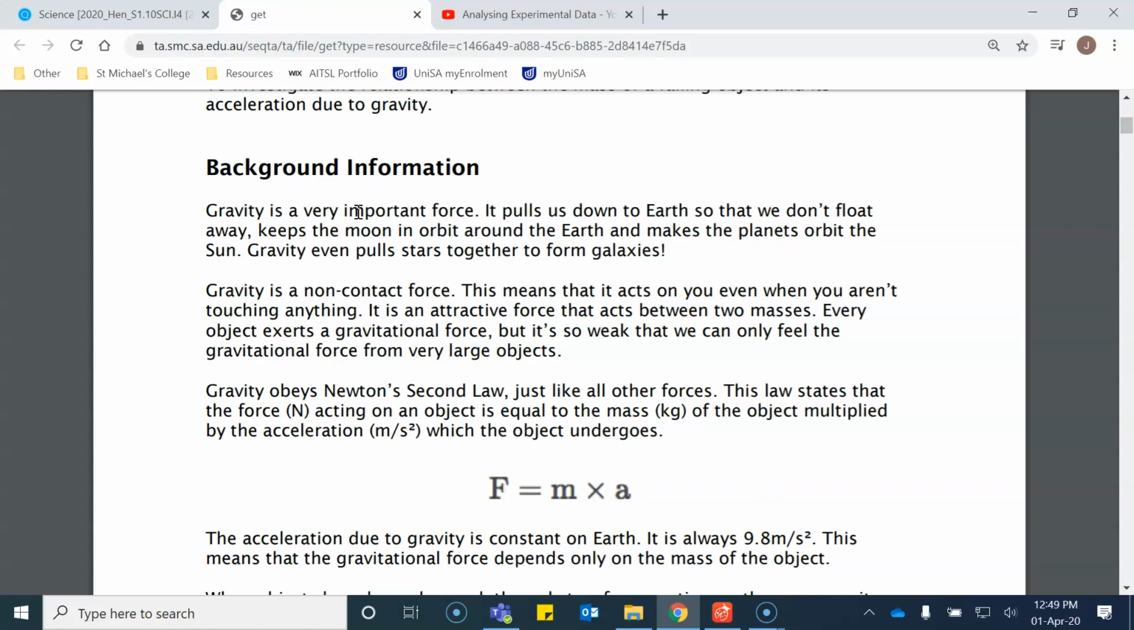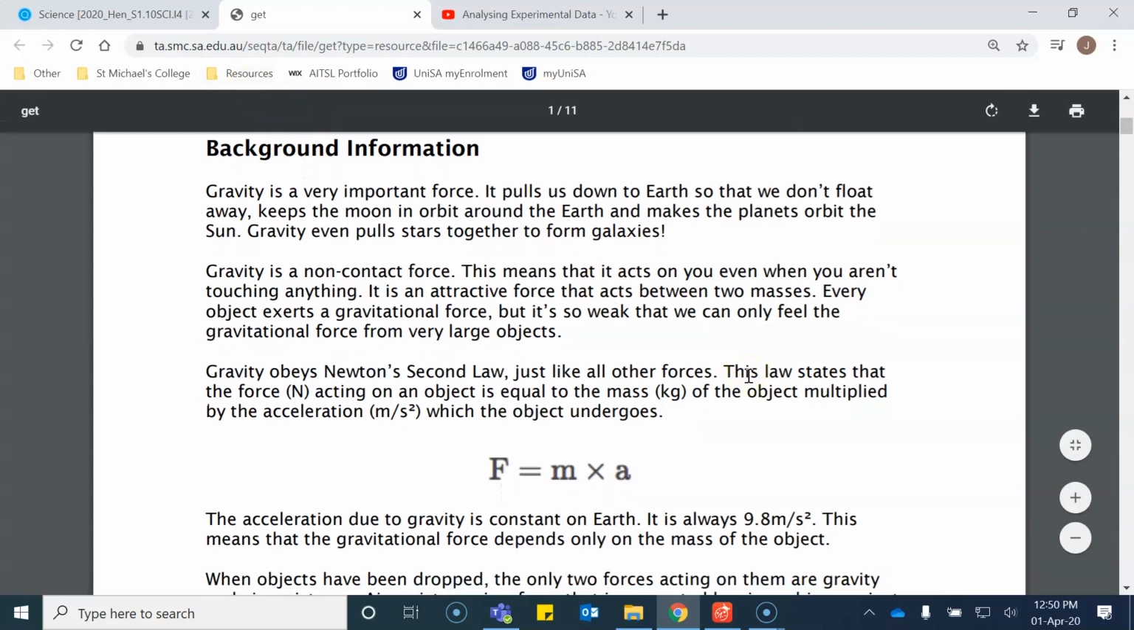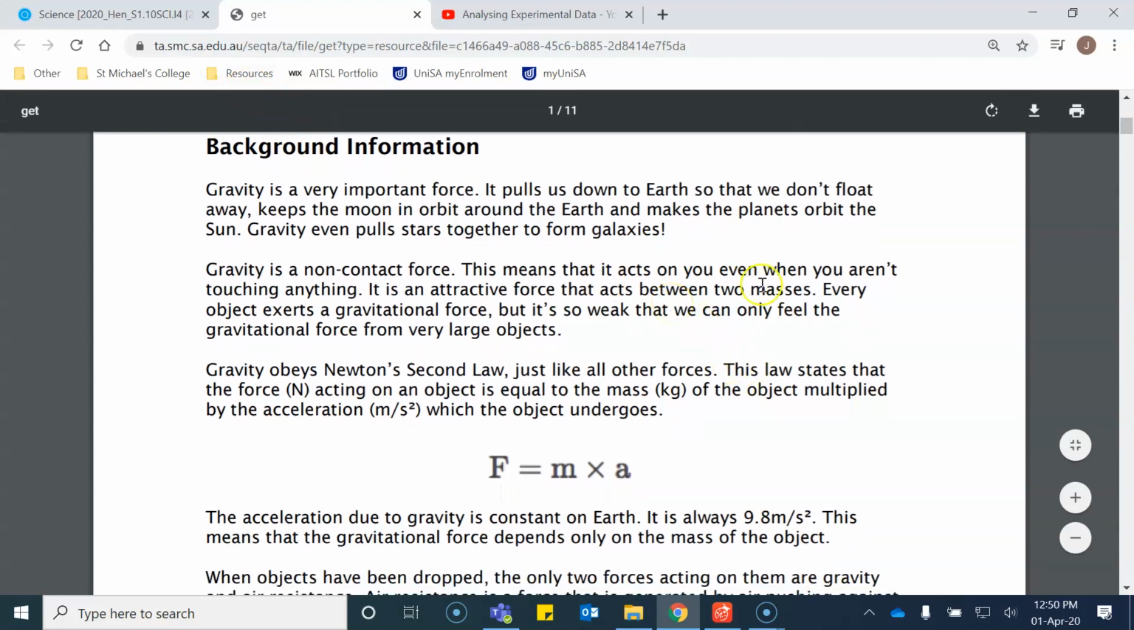Other types of non-contact forces that you might be aware of are magnetic forces and electromagnetic forces. Those are types of forces where there's no physical contact between two things causing the force. So there's no string holding me to the Earth, pulling me towards it. It's a non-contact force. This means that it acts on you even when you aren't touching anything. It's an attractive force that acts between two masses.